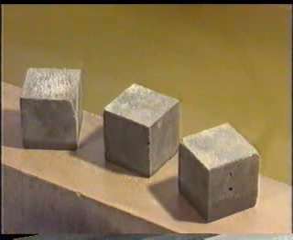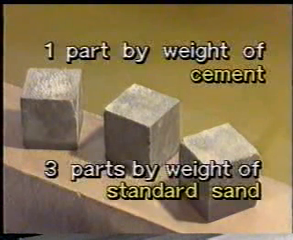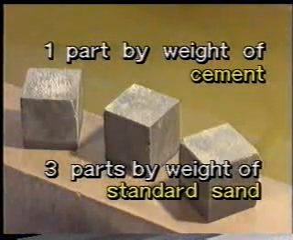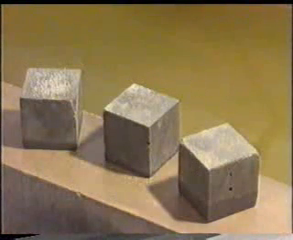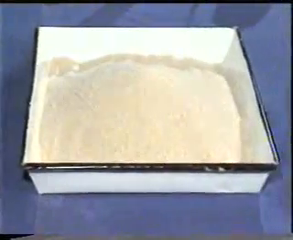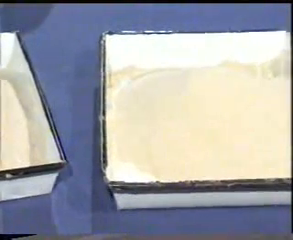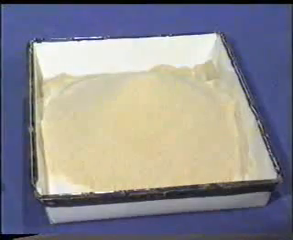The compressive strength of cement is tested by cement mortar cubes prepared with 1 part by weight of cement and 3 parts by weight of standard sand. The standard sand comprises 3 different grades of sand. The particle size of grade 1 sand varies from 2 to 1 millimeter. Grade 2 sand varies from 1 millimeter to 500 microns, and grade 3 sand varies from 500 microns to 90 microns.